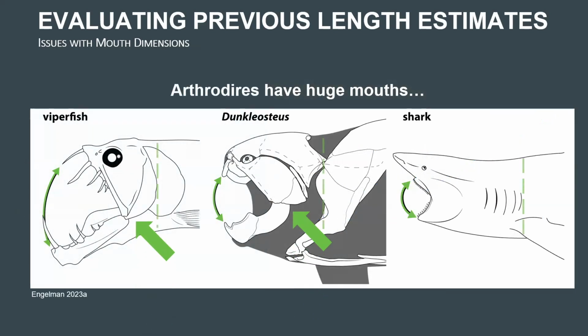And the reason for this is that Arthrodires just have much larger mouths relative to body size. And Dunkleosteus in particular has this very elongate jaw with a slung back jaw, and it's a lot more similar to something like a viperfish than it is to a shark. And this is going to make any estimate based on mouth size or jaw size a massive overestimate.